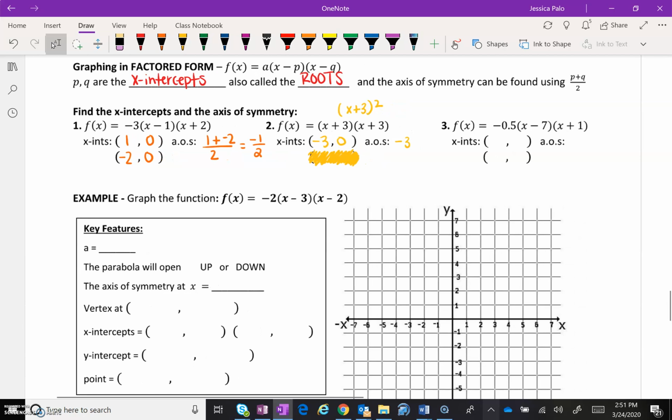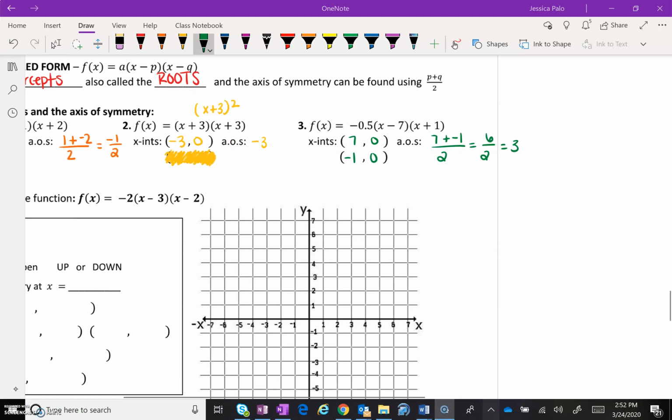And the last one, try this one on your own, pause, and come back to check your answer. Here we go. Your roots are 7 and negative 1, which gives you an axis of symmetry of 3.